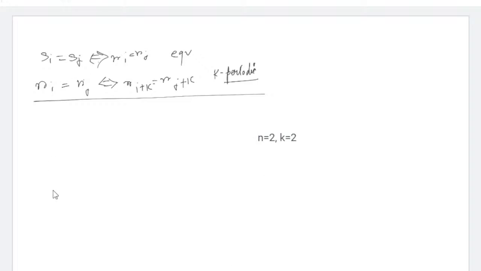So n equals 2 and k equals 2. Let's try to write down the sequences that can be true. So let's say what can be true. You can have 1, 2, and then what can come after that? You can have 1, 2, 1, 2, 2. You can go on like 1, 2, 1, 2, and I think you have to continue after with 1, 2, 1, 2, 1, 2, right?